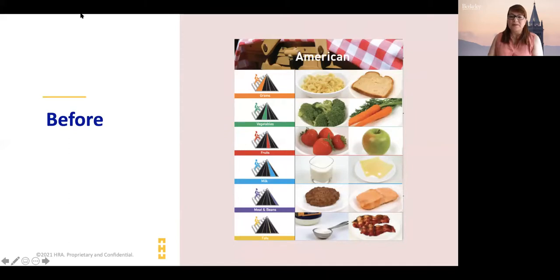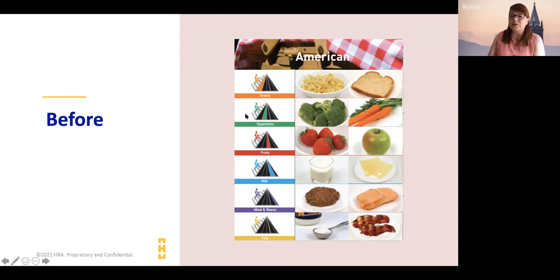So let's do some analysis of a graphic and do a little before and after. So this is an example of something we might start to work with. And there are some good points about this infographic. The photos are pretty simple and easy to recognize. These are common foods and most people could identify them.